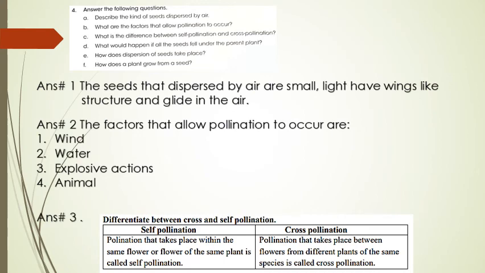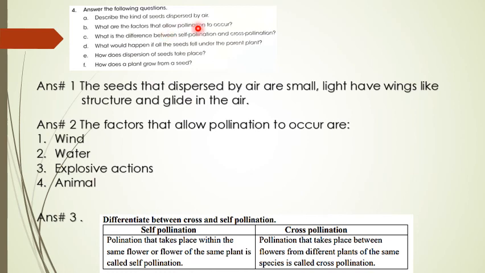Now my dear students, these are question answers. This is question number 4 and this part contains 6 questions. Let us read one by one and see the answer of all questions. Describe the kind of seed dispersed by air. The seeds that are dispersed by air are small, light, have wing-like structures and glide in the air. Okay, write this answer in your notebook.